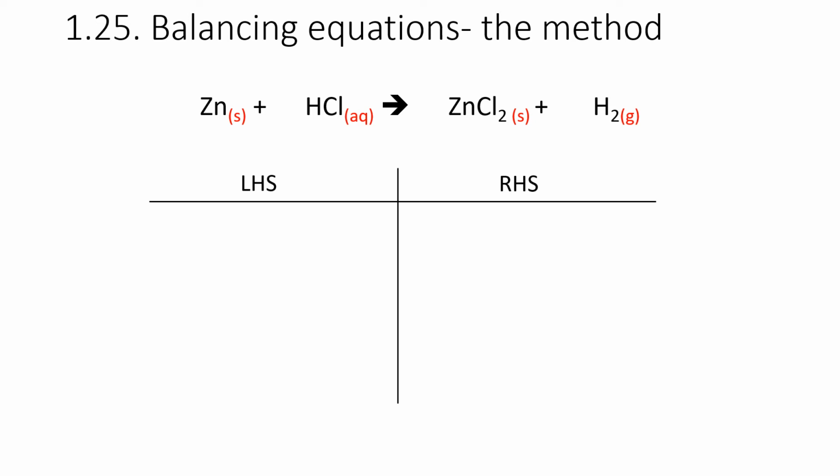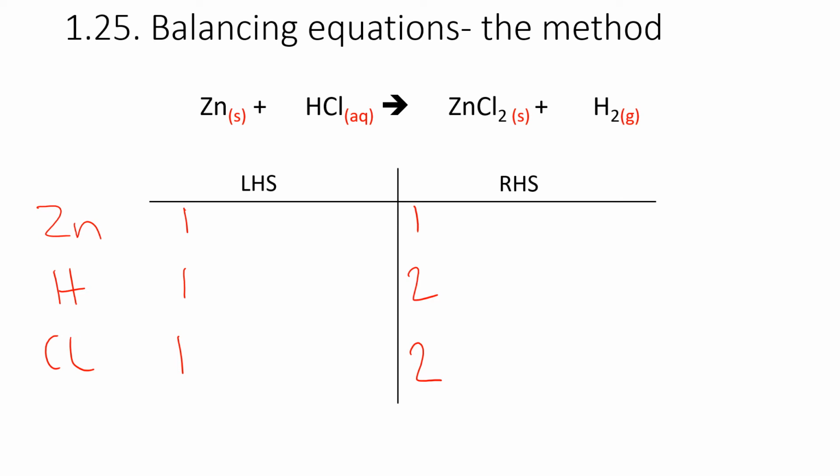Okay, here's another example. You might want to pause the video here and have a try on your own. Okay, here we go. We'll write down the elements that we have in order on the left hand side. So we've got zinc, which is Zn, we've got H from our HCl, and we've got Cl. Okay, now how many of each one do we have on the left hand side? We have 1 zinc, we have 1 molecule of HCl, which means we have 1 hydrogen and 1 chlorine. Now on the right hand side we have ZnCl2, so we have 1 zinc atom and 2 chlorine atoms and 2 hydrogens in the H2.